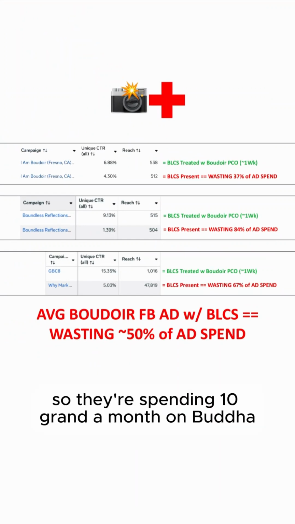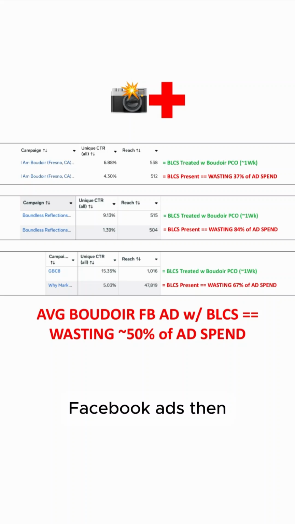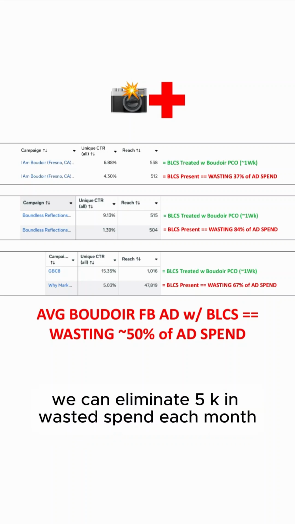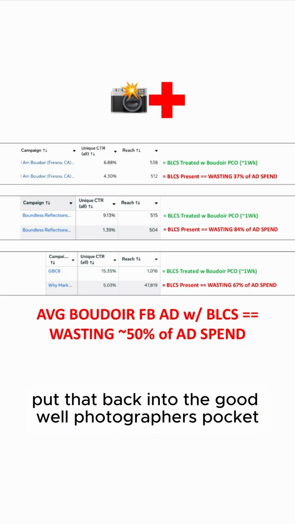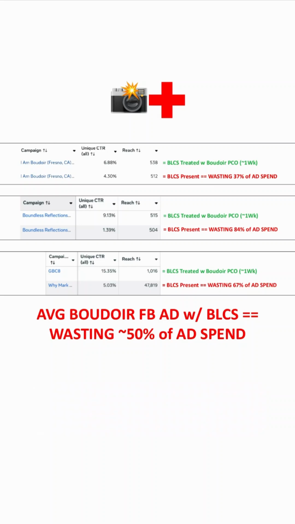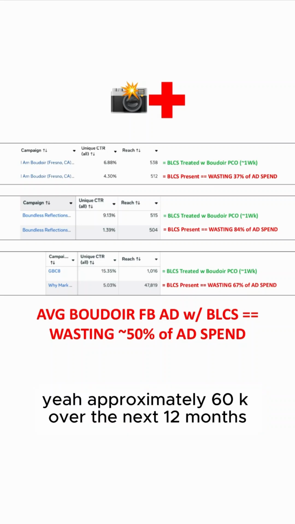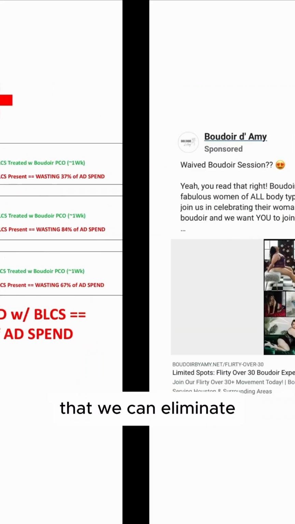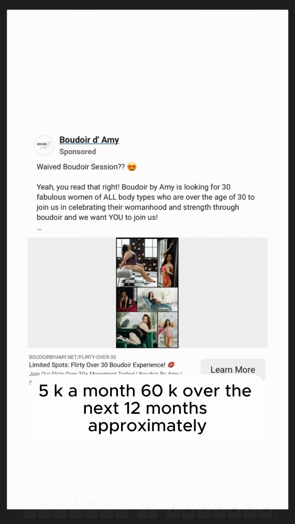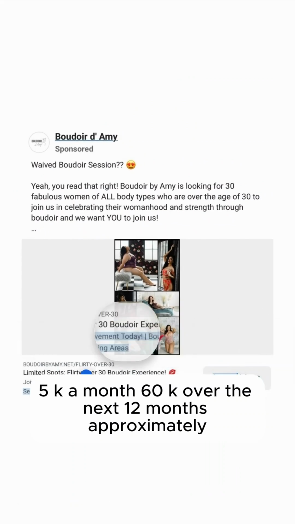So if they're spending 10 grand a month on Boudoir Facebook ads, then approximately 5K is wasted spend we can eliminate each month and put back into the Boudoir photographer's pocket. So that'd be saving approximately 60K over the next 12 months. Put it back in the Boudoir photographer's pocket, 5K a month, 60K over the next 12 months approximately.